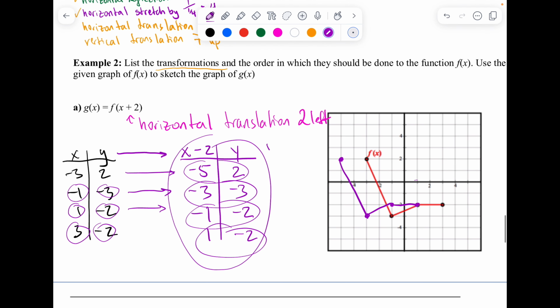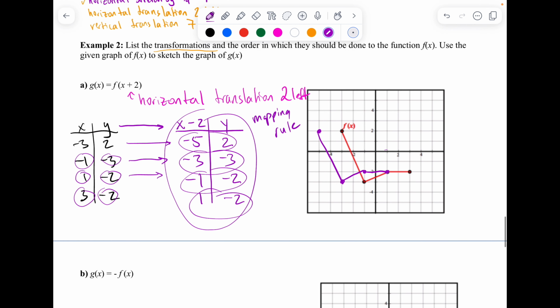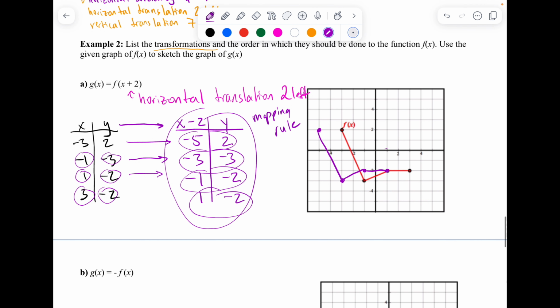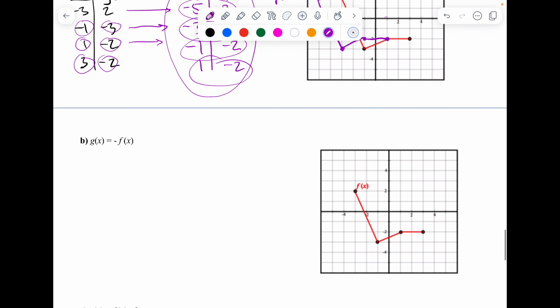Okay? So that's called a mapping rule. Where we write what's going to happen to the points. So we're going to try to use that to now map this one.